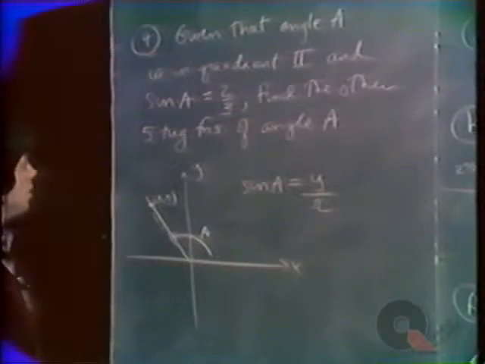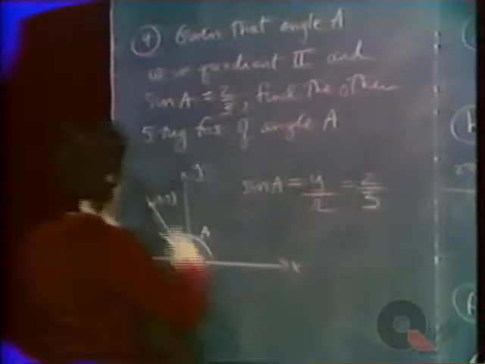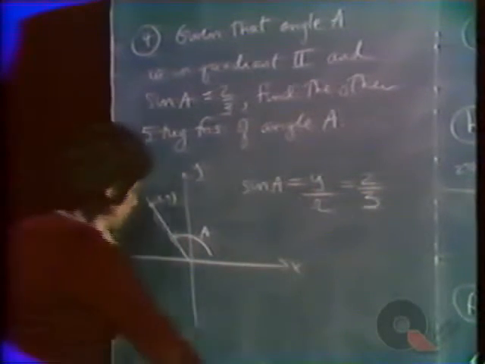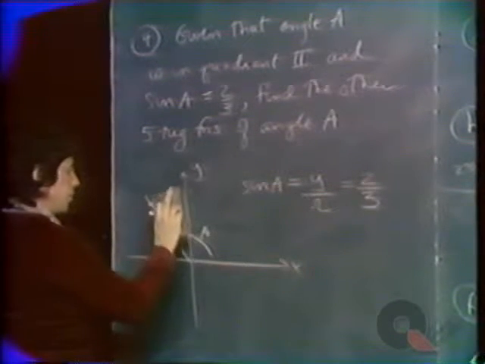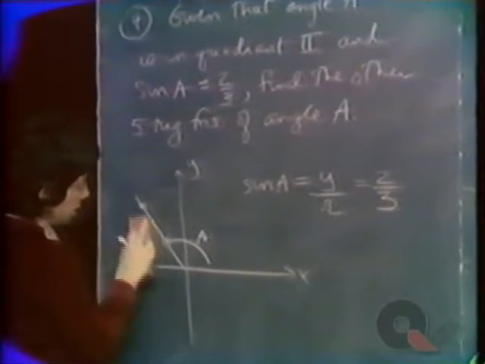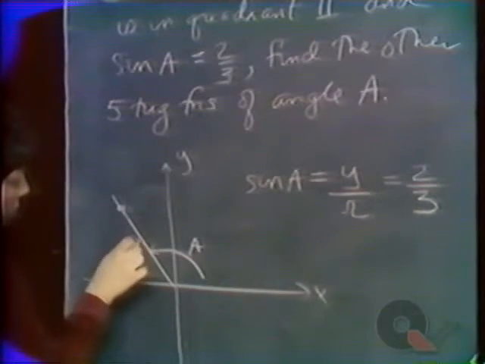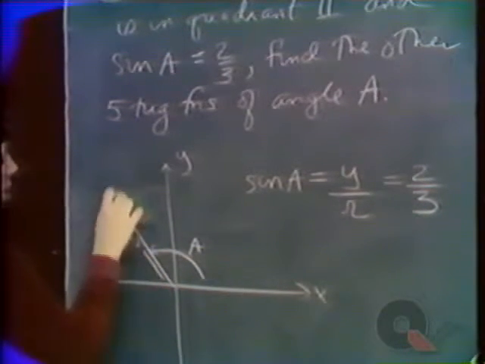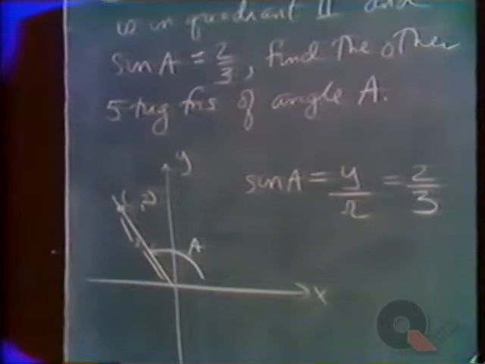Now, we are given that the sine of angle A is 2/3. And since this can be any point on the terminal side, let's say that y is equal to 2 and r is equal to 3. Instead of x comma y, y is equal to 2, and let's figure out what x has to be.